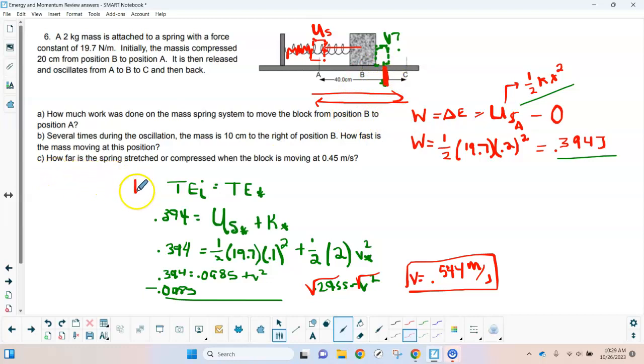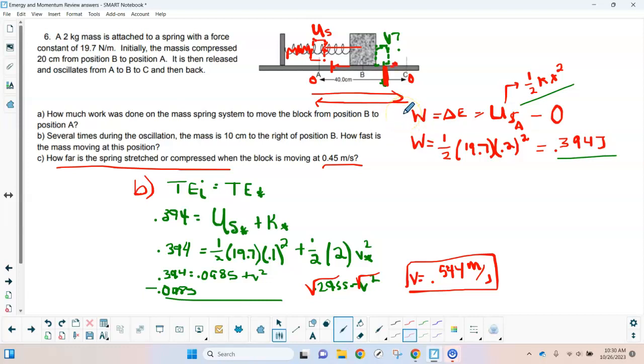The last part here, so that was part B. The last part here asks us to find how far the spring is stretched or compressed when it's moving at 0.45 meters per second. So if we think about this, 0.45 is less than 0.544, so I would say it's closer to the extreme points. The extreme points are where it stops and turns around, so this would be 0 velocity at A and 0 velocity at C. So it's somewhere past the 10 centimeter mark this way, or somewhere past the 10 centimeter mark over there.